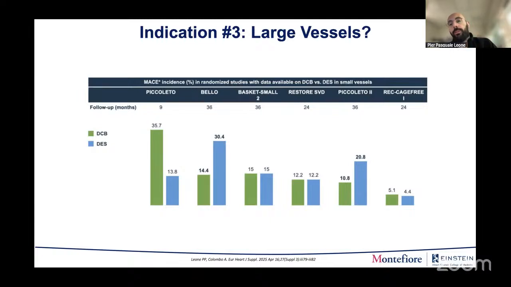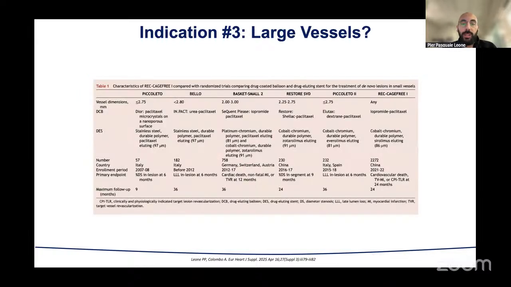So REC-CAGEFREE actually showed that the incidence of the major composite endpoint at 24 months was about 6% in the drug-coated balloon group, and in the drug-eluting stent group about 3.5%. But I think there's some limitations considering also the type of device used. The Wide DCB was used, which is a paclitaxel iopromide Chinese DCB. This was compared with the Firebird drug-eluting stent, which I've never heard of.